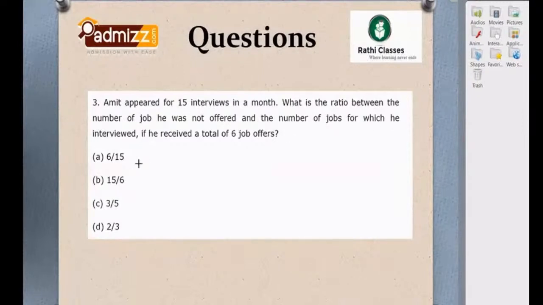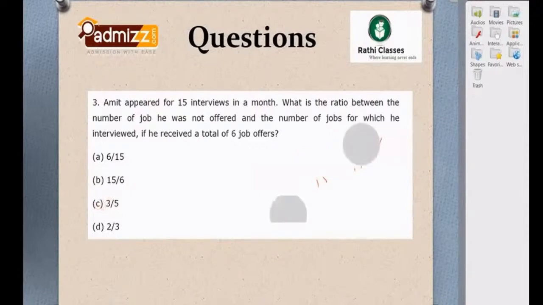So total interviews given is 15. Job offers is 6. So the jobs he was not offered were 15 minus 6, 9. So the answer would be 9 by 15. So 9 by 15, the ratio would be, both are multiples of 3, so the answer would be 3 by 5. So the option would be C. If you need to solve it, 15 minus 6 upon 15, that is 9 by 15, 3 by 5. This is how we do the calculation in our mind.